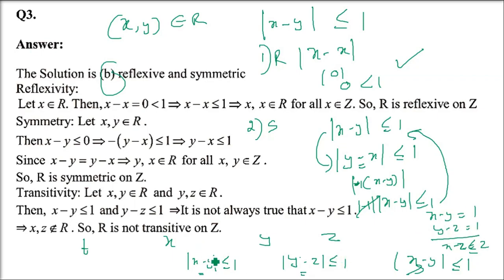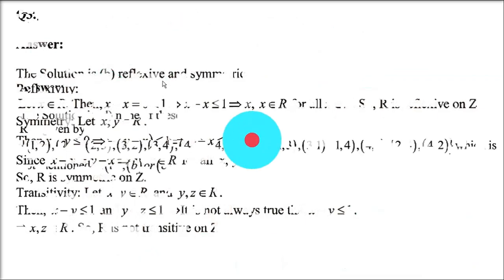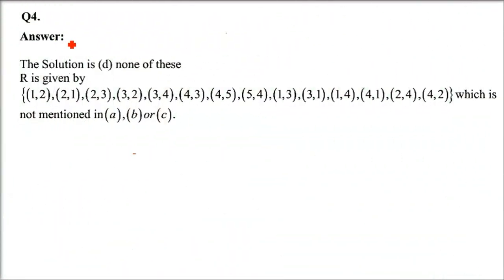Since there is a gap from 1 to 2, because previously x minus y is less than or equal to 1 and y minus z is less than or equal to 1, but what we are getting here is x minus z is less than or equal to 2. So there is a slight gap, and this gap made us understand that this will not always be transitive. This may be transitive, I don't know, but it will not always be transitive. So B is the correct answer.